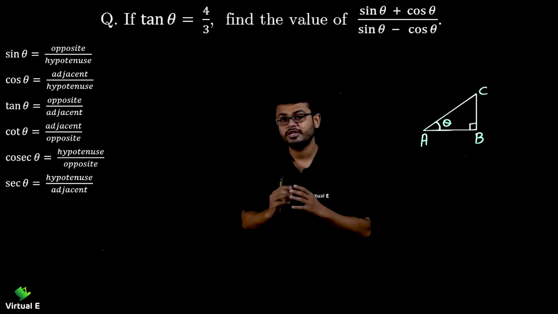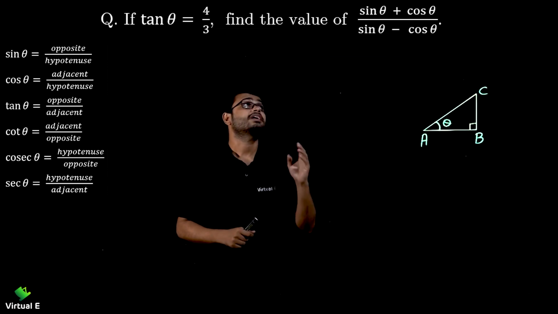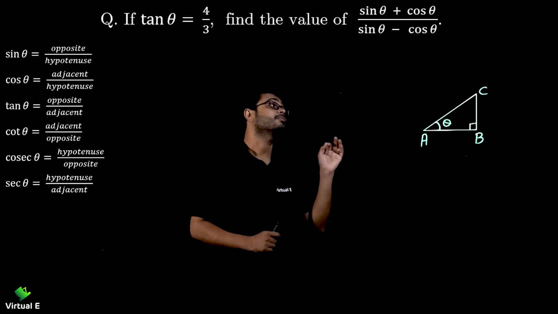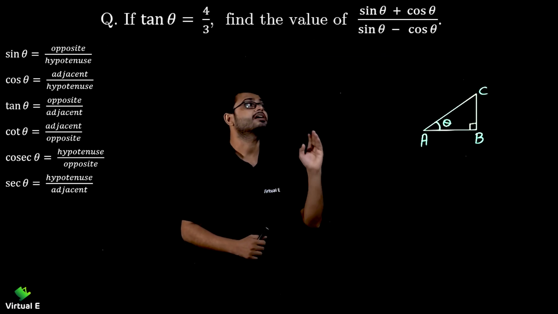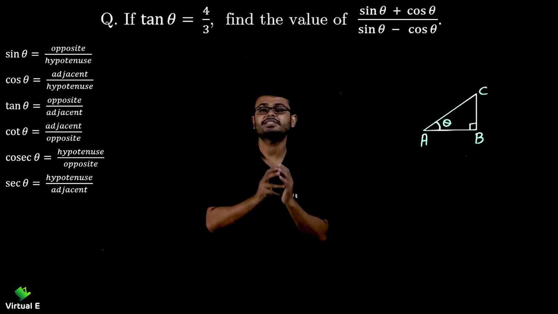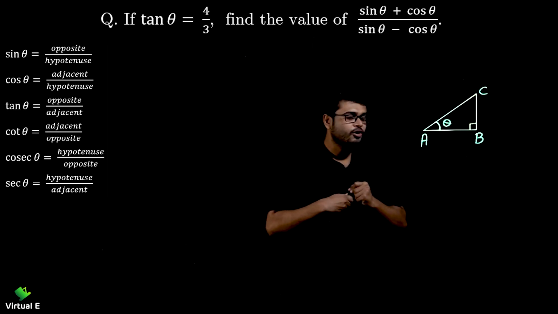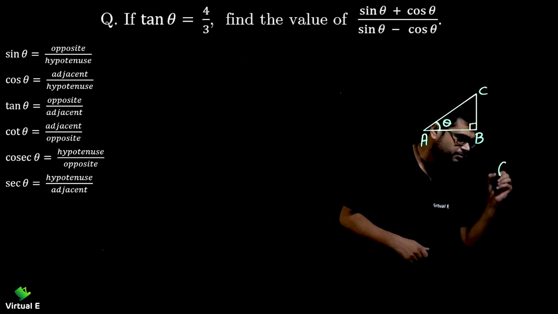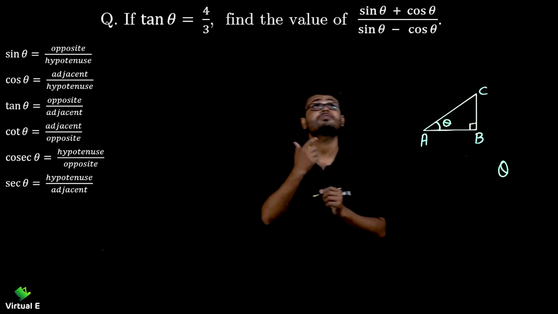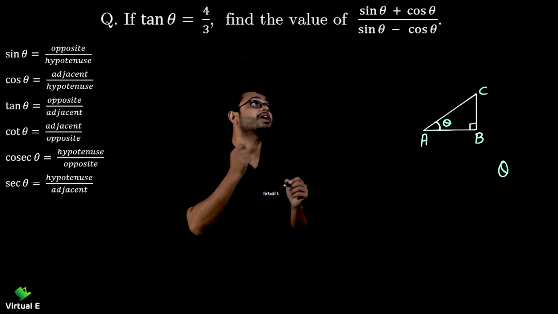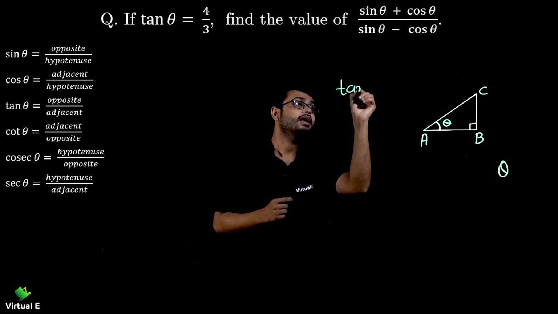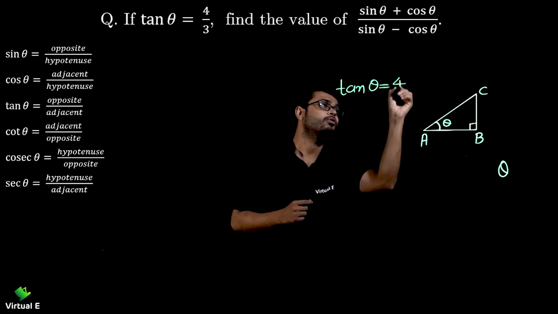Let's discuss one interesting question. If tan theta is equal to 4/3, find sin theta plus cos theta over sin theta minus cos theta. Okay, we need to solve this question, and you must be thinking, what is theta, right? In trigonometry, theta is used sometimes for the angle. Theta it is called, remember. So first of all, let's start with the information we have, which is tan theta is equal to 4/3.